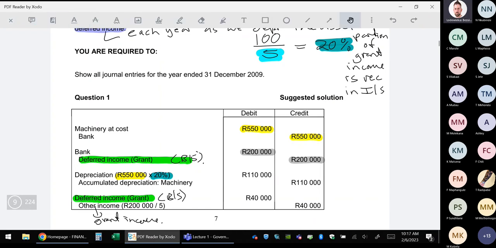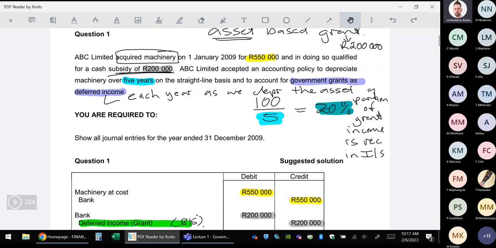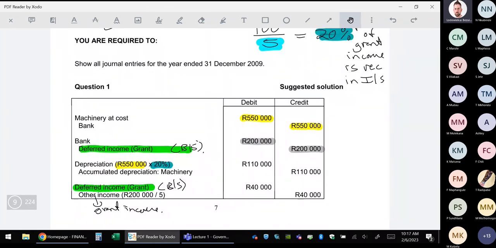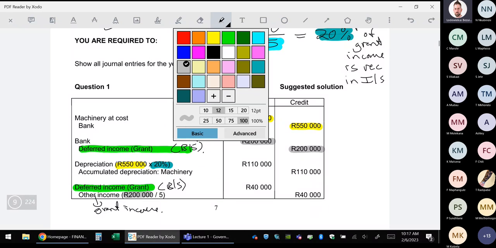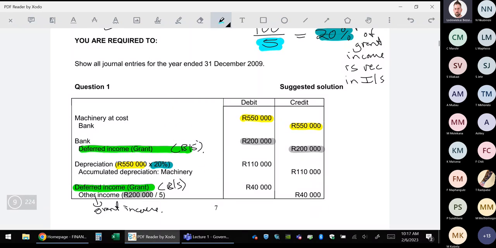Okay, so the grant was 200,000, divided by 5 years. And 5 years is what? That is the useful life of the asset. So you always link the grant amount that you will recognize to the useful life of the asset. That is the expense of 110,000. That is income of 40,000.